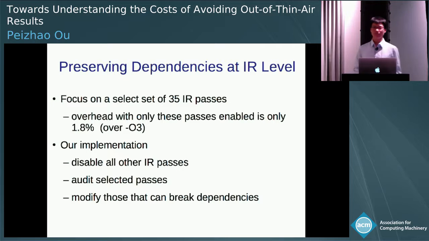In LLVM, there are many IR level passes, and we only focus on a select set of 35 passes. The reason is that our initial experiment shows that the overhead with only these 35 passes enabled is just 1.8% compared to O3. As a result, in our implementation, we disabled all other IR passes and only focused on auditing these 35 passes. Then we modified those that can break our dependency notion.